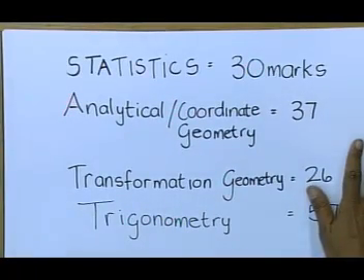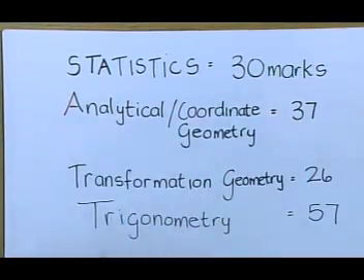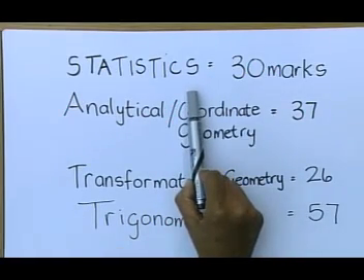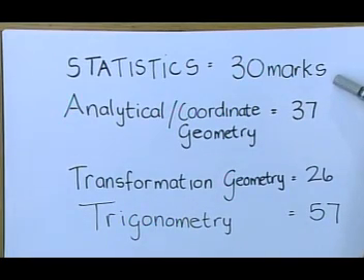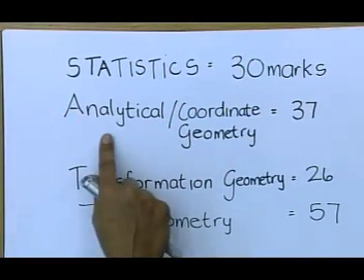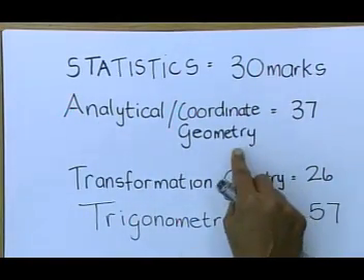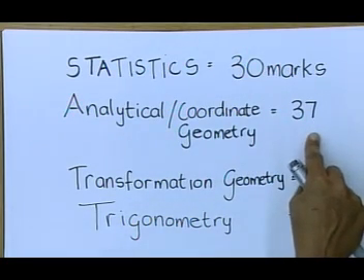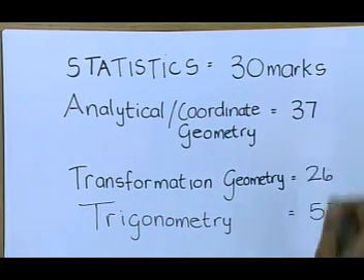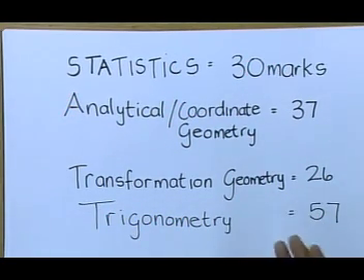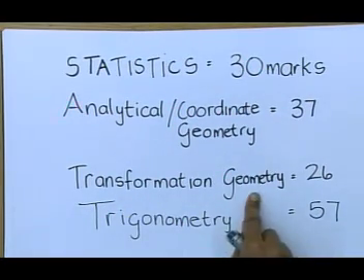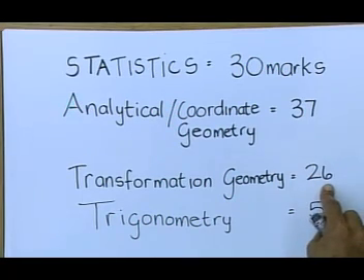The layout of the paper is, first of all, statistics, and the statistics will be out of 30 marks. More or less 4 questions will make up the 30 marks. After you've answered your statistics, you're going to have your analytical geometry. We also say coordinate geometry, and that is going to be 37 marks. After your analytical geometry, there's going to be the transformation geometry, which is usually the easier part of your paper. Here and there we'll struggle a little bit with the rotations, and that is 26 marks.